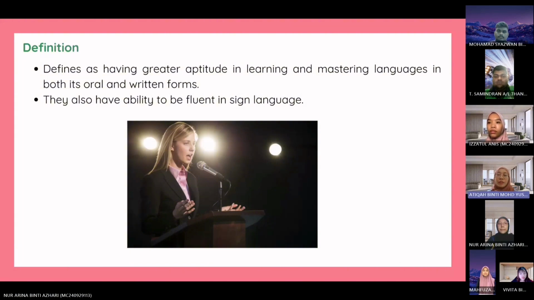Hi everyone, my name is Atika and I will be presenting about linguistic intelligence. Let's begin with the definition. Linguistic intelligence means having a strong ability to use language well. This includes speaking, reading, writing, and even using sign language. People with this intelligence are usually very comfortable expressing themselves with words.